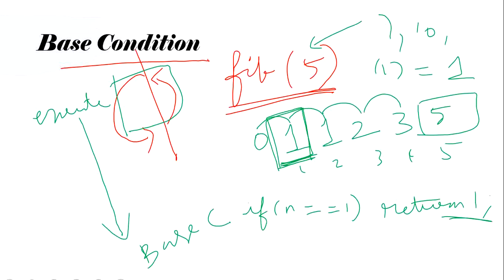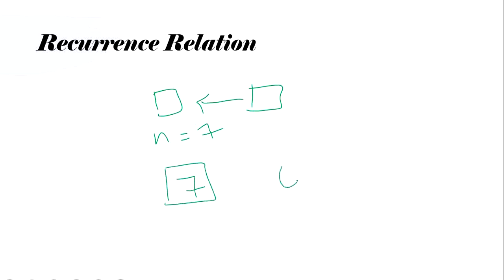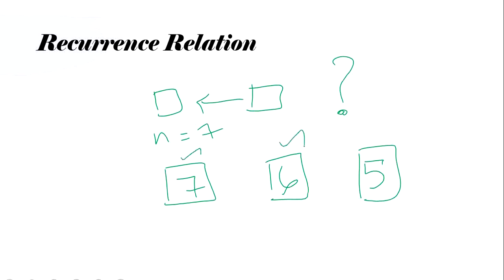Next, moving on to recurrence relation. Recurrence relation is nothing but a relationship between one subproblem and another subproblem. So here take the same example of printing a number. If we are printing n equal to 7, we are going to print 7, and the next number should be 6, and the next number should be 5. So what is the relation between these subproblems? Considering this is one subproblem, this is another subproblem, and this is another, until it meets the base condition 0.